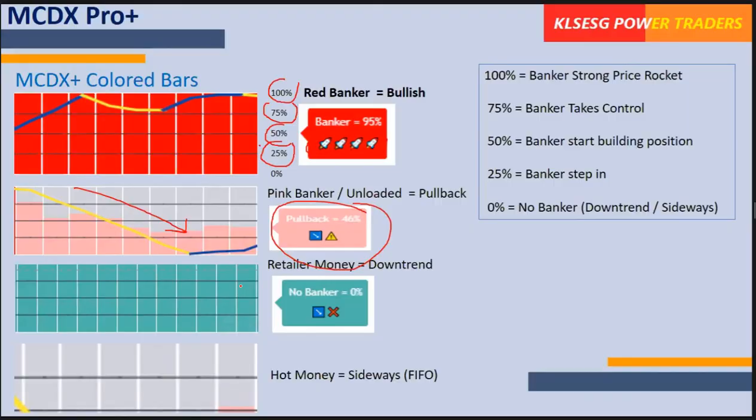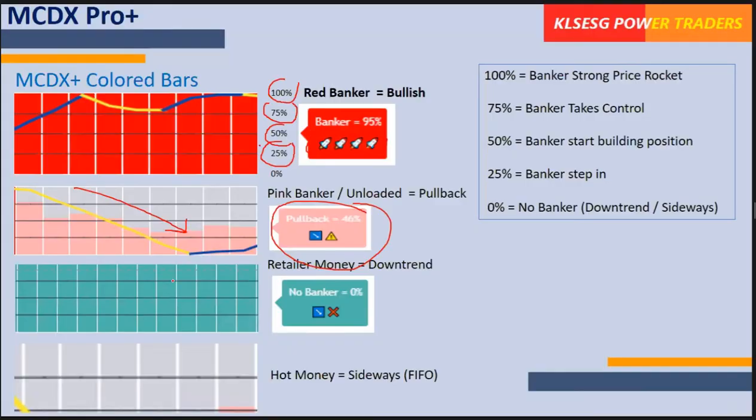Okay, when there's no banker, it will show green color. Green color is the retailer. Retailer just means that there's no buying interest, no volume and no price increase. Then it will show all green bars.